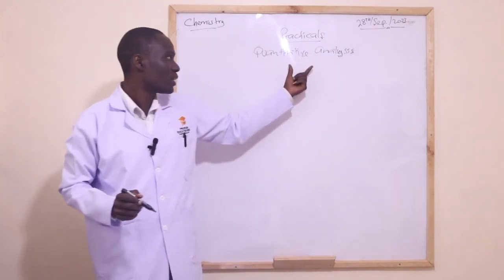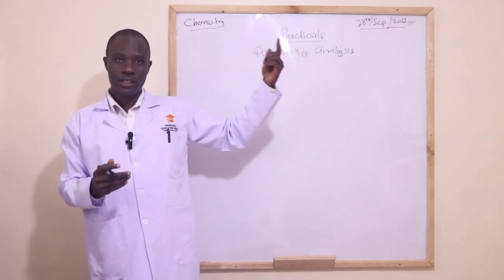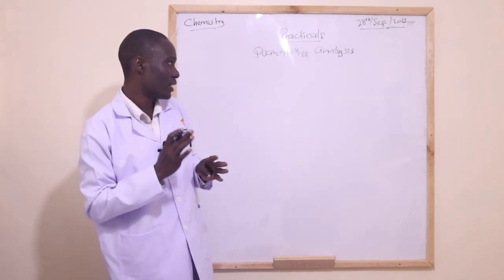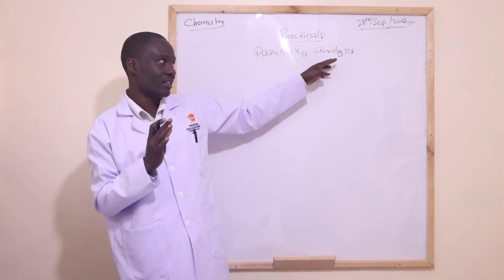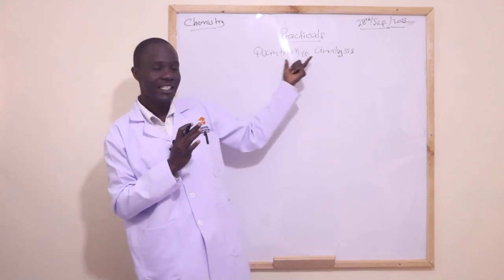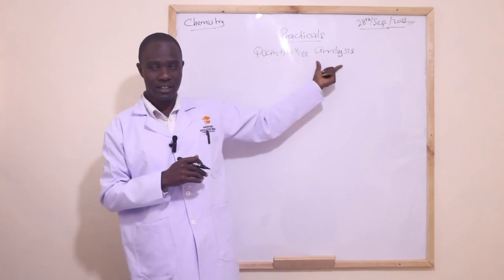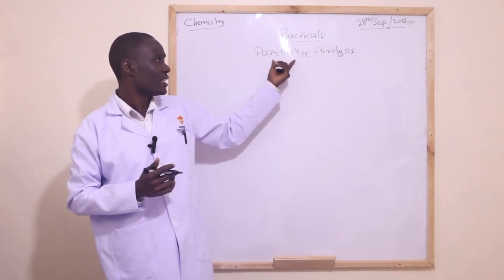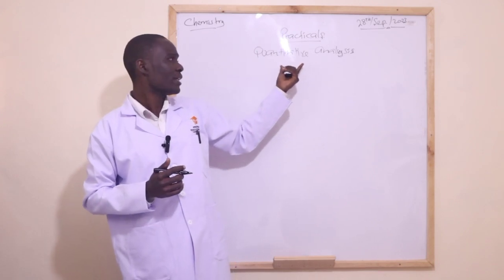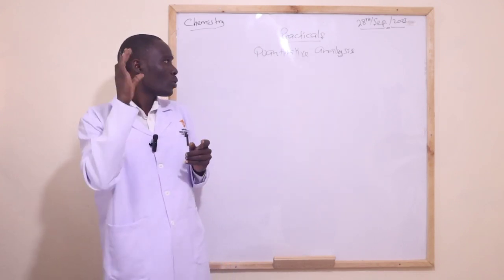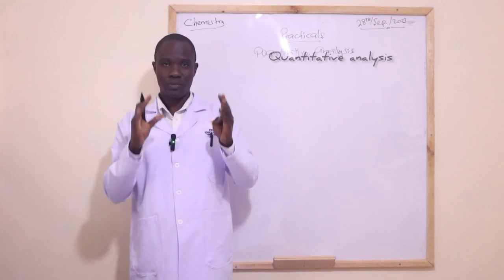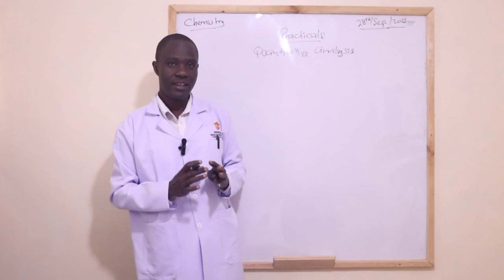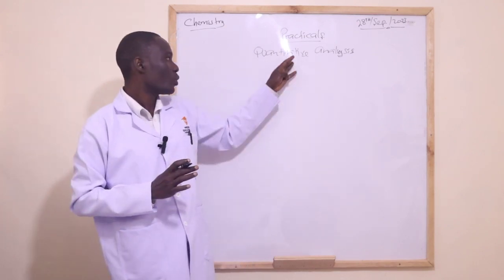Quantitative analysis is about titration. You can call it quantitative analysis or volumetric analysis. It is all about titration. And in titration, we normally have two solutions that are prepared. In these two solutions, one of them is known, the other isn't known.